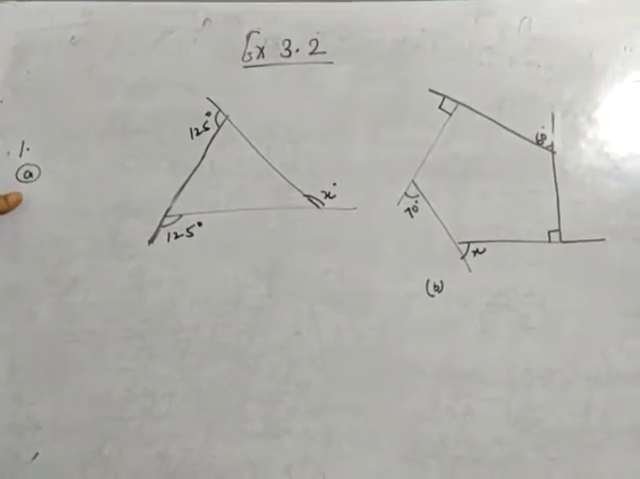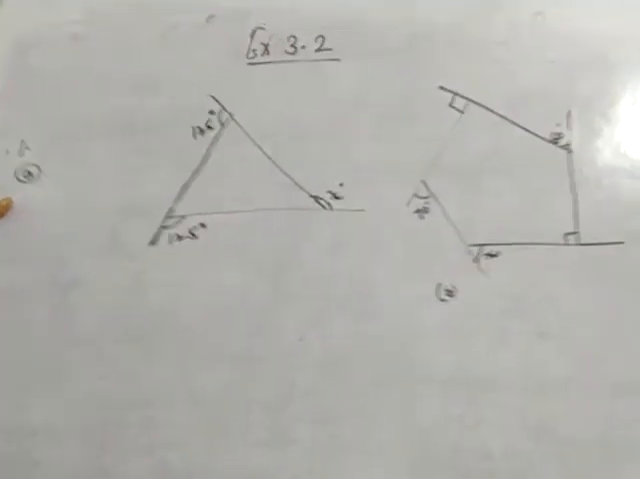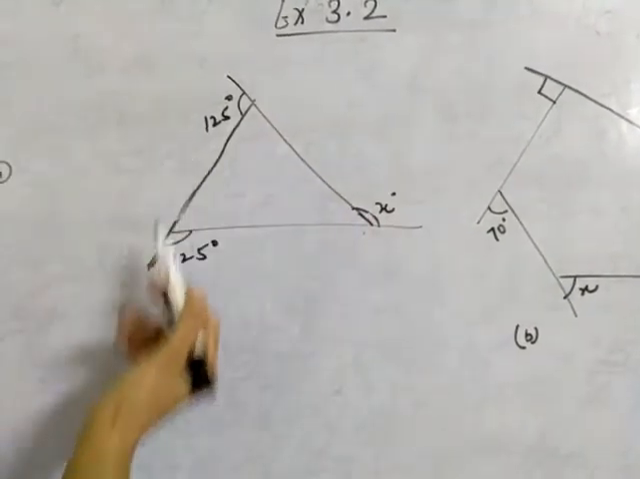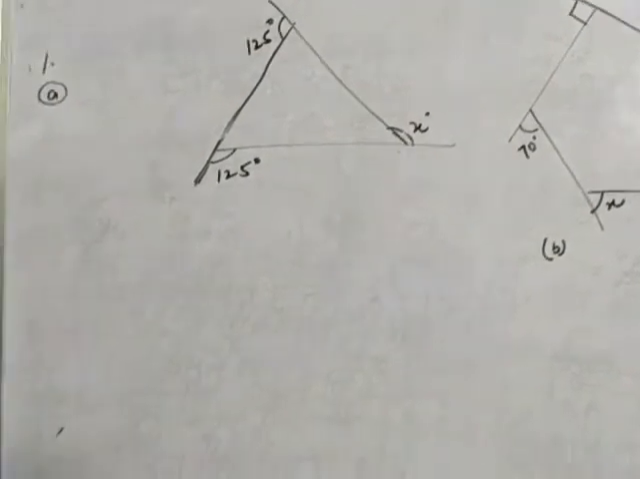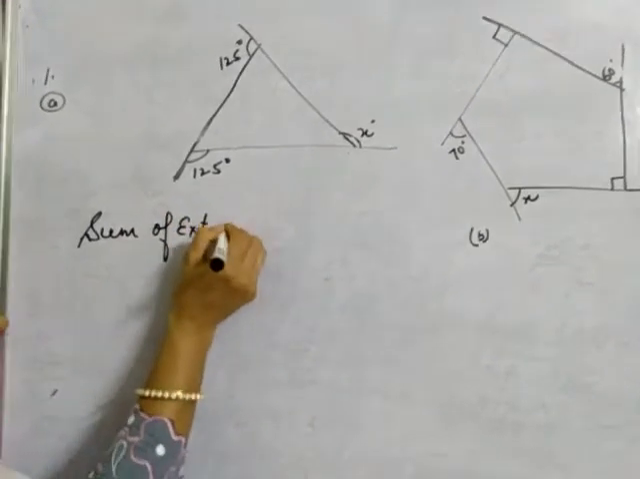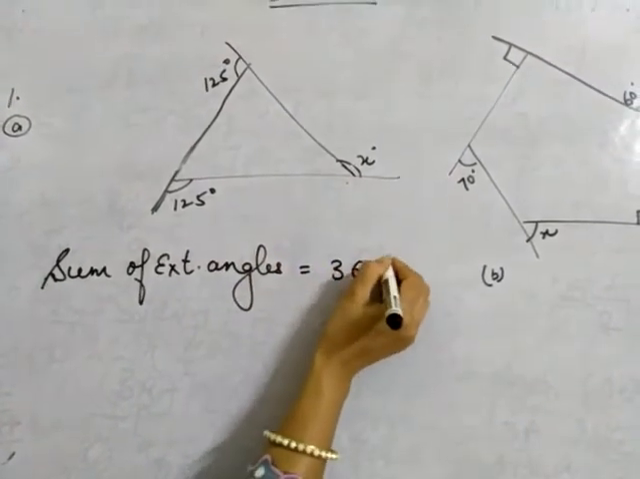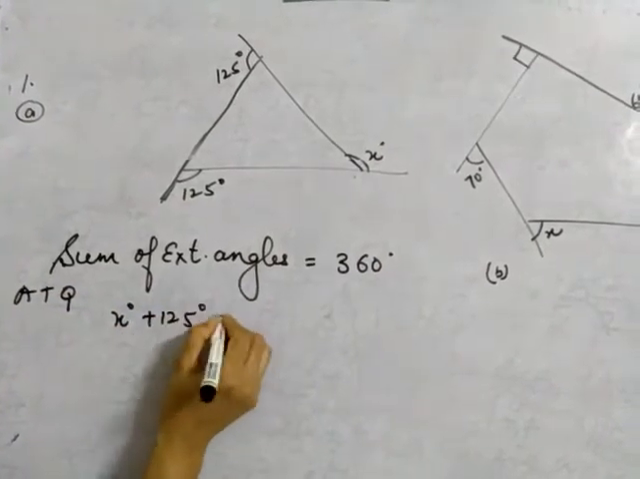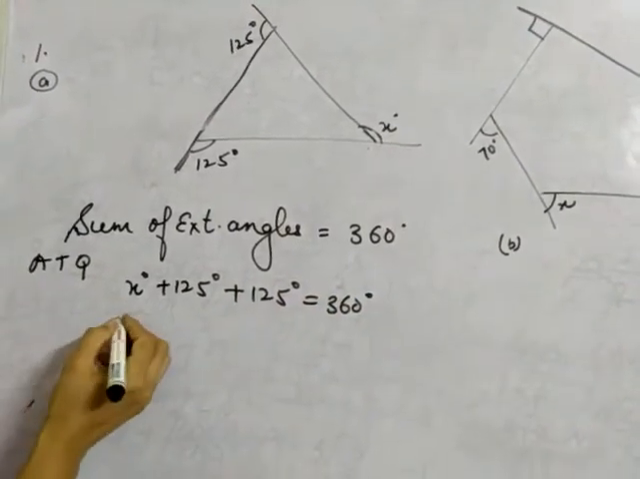Now in the first question, A part, you are supposed to find out the value of x degrees. Now see beta, you need to observe this x, 125 and 125. All these are exterior angles. So you can always use the property of exterior angles, that the sum of exterior angles is equal to 360 degrees. So according to the question, x degrees plus 125 degrees plus 125 degrees is equal to 360 degrees, and you can solve for it and find out the value of x.